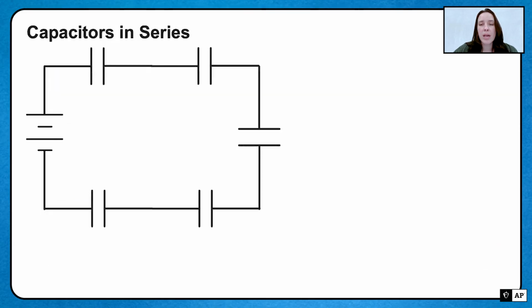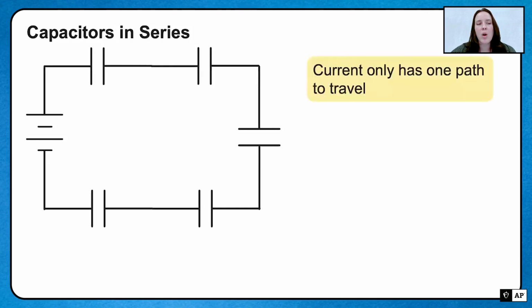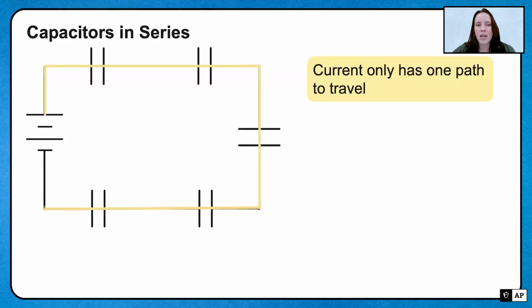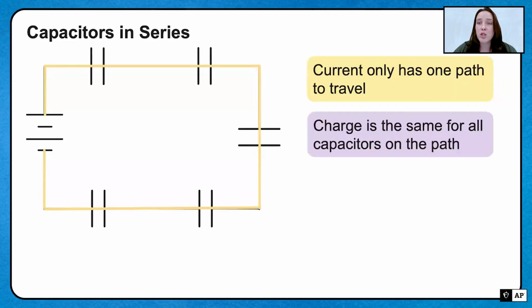So we're going to start by looking at how this changes when we're dealing with capacitors. I have a bunch of capacitors in series here. When we have capacitors in series, it's still true that current only has one path to travel. But if you think about what it means for current to travel through a capacitor, we're actually talking about how the charge redistributes itself across these capacitors. Because current is all forced to go through everybody on this path, everybody on this path is going to end up having the same charge.